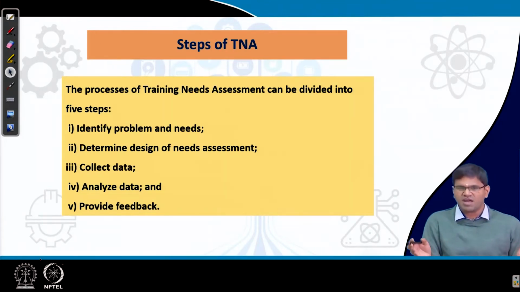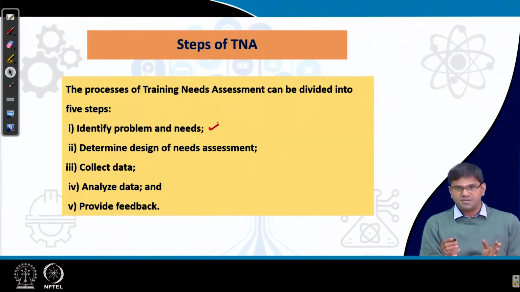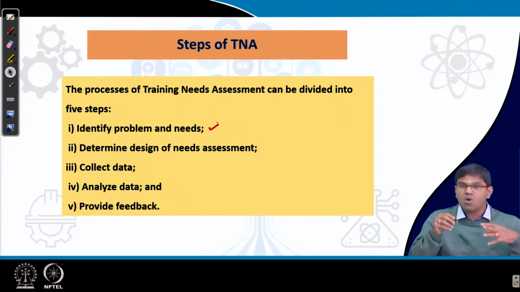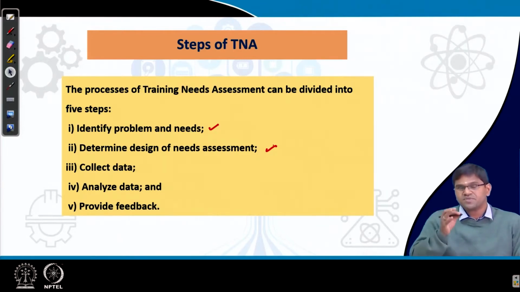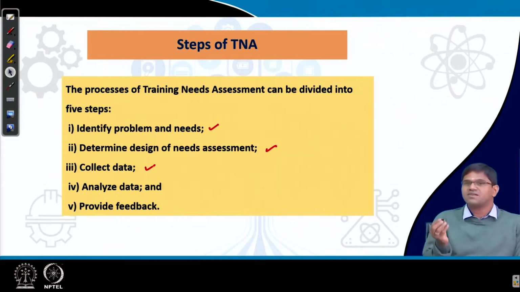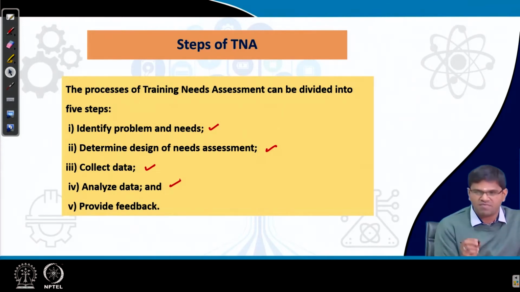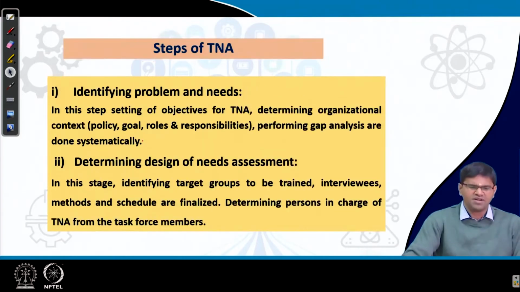The training need assessment can be divided into 5 steps. The first step is identify problem and needs. In this we will set up the objective of the training need assessment, and we will also identify the performance deficiency, what is the problem existing in the organization. We will determine the design of conducting the need assessment, how we collect data for arriving at the training need of an organization, analyze the data, and then provide feedback on the assessment. Let us look at them individually.